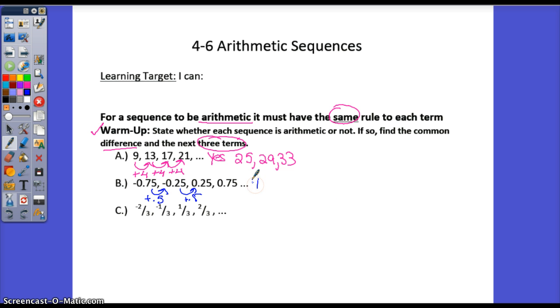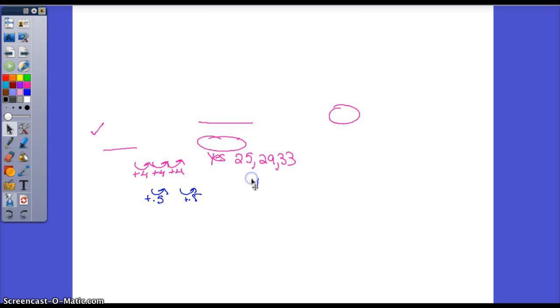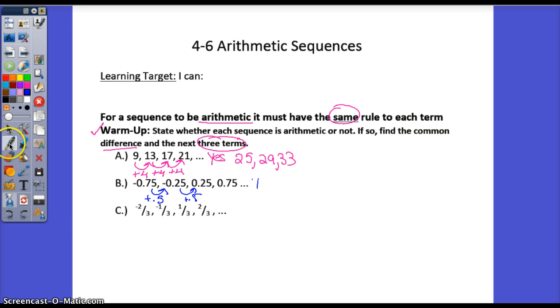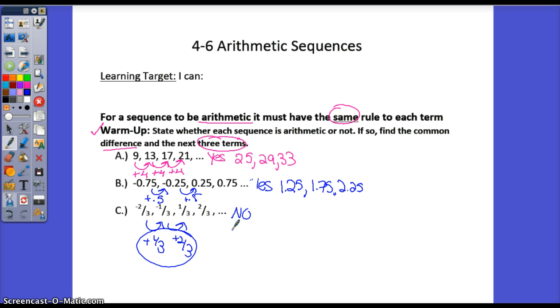So yes, it is arithmetic, and the next three terms would be 1.25, 1.75, and 2.25. Because these ones differed, it went from plus 1/3 to plus 2/3. Oh, those are different, so no, it was not.